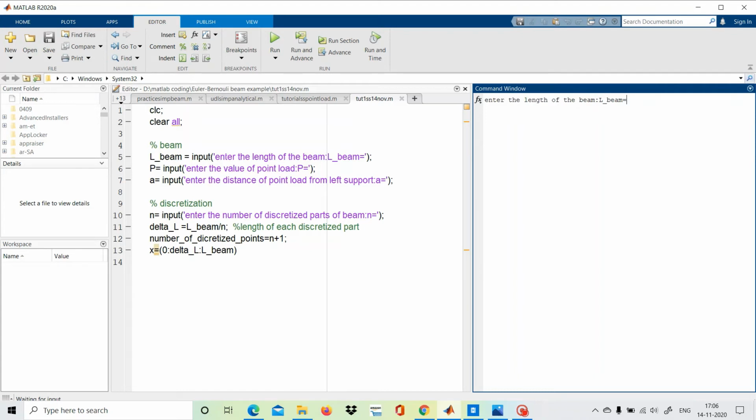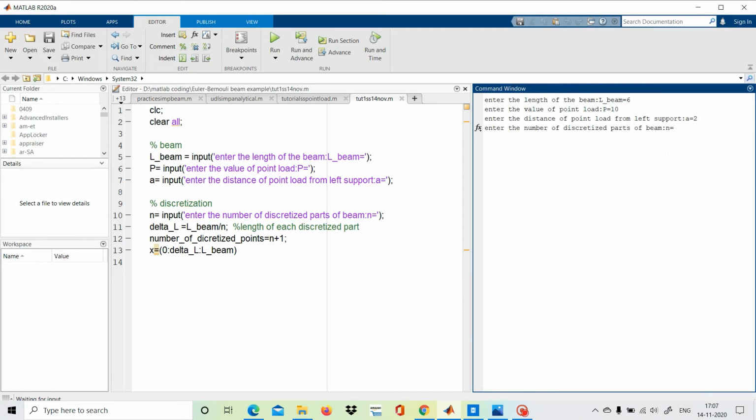What we have written inside this input has just been replicated here. We want the length of the beam as 6 meters, so we give 6. Then, second, it asks for P, enter the value of the point load. Suppose 10 kilonewton. Enter. Now it asks for the distance of the point load from the left support, a. We have given 2 meters.